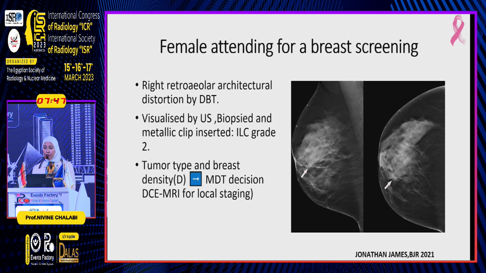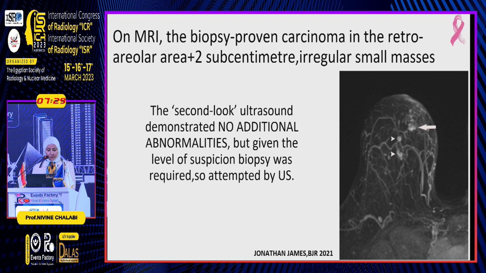There is a right retroareolar architecture distortion by tomosynthesis. It was visualized and biopsied by ultrasound, returned an invasive lobular carcinoma grade 2. Owing to the dense breast and the tumor type, the MDT decision was to do a contrast study, which was an MRI for local staging. The index mass was seen with 2 posterior nodules which were suspicious. Because of the level of suspicion, ultrasound-guided biopsy was attempted.